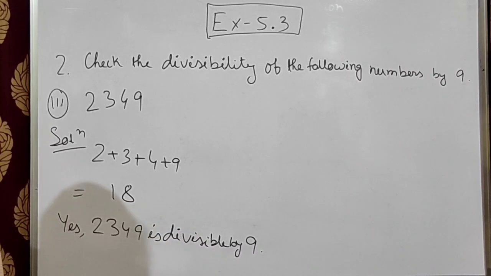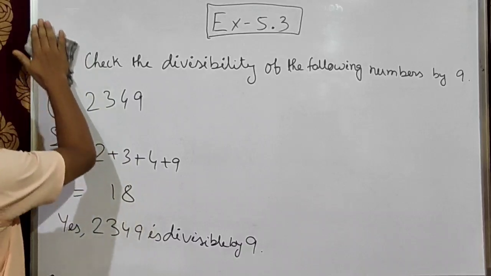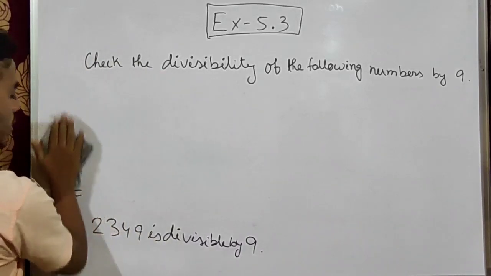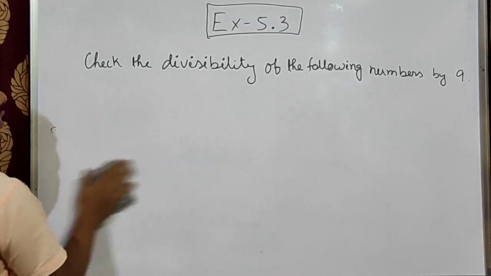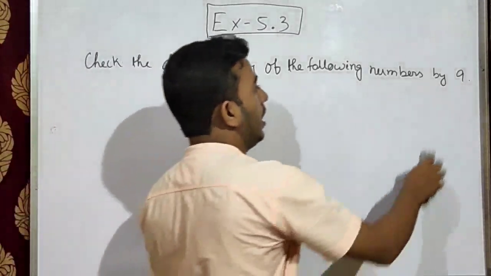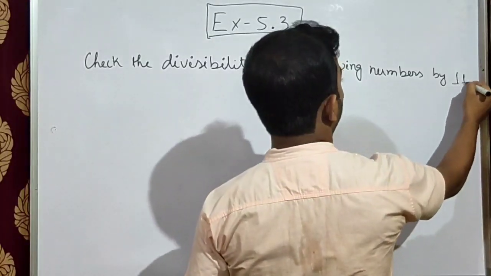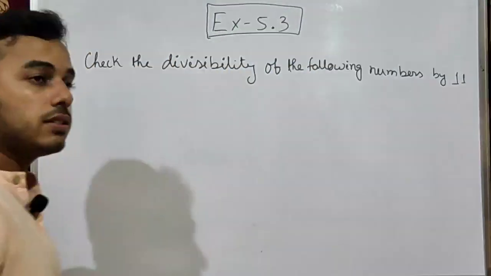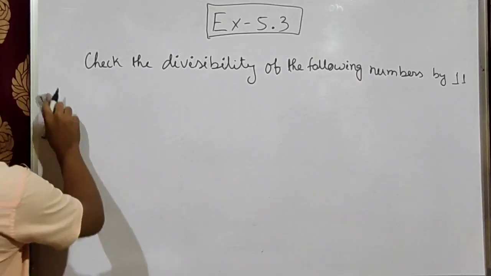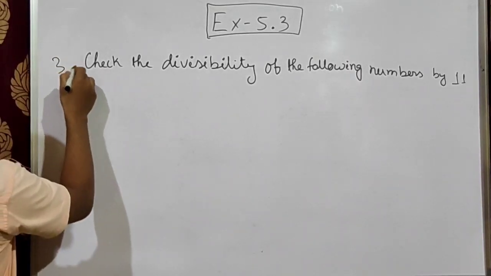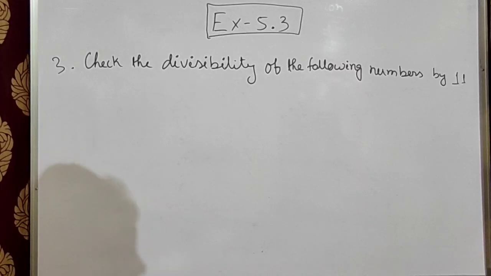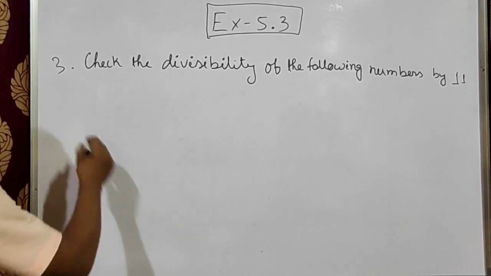Now the next question is, which of the following numbers are divisible by 11? Your third question, which of the following numbers is divisible by 11? Now for 11, what do we have to do? We have to add and subtract the digits alternately, right? And then find the sum, and if the sum is divisible by 11, then the whole number is divisible by 11. So here our first number is 264.